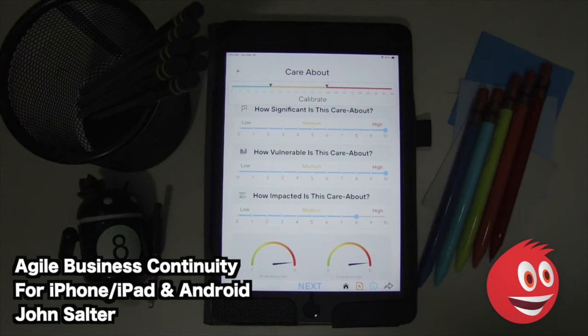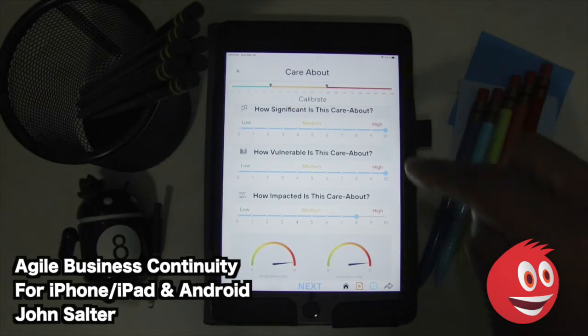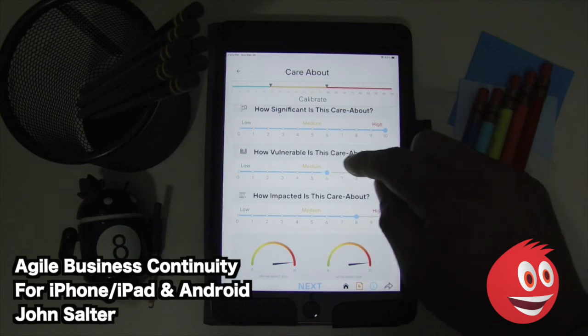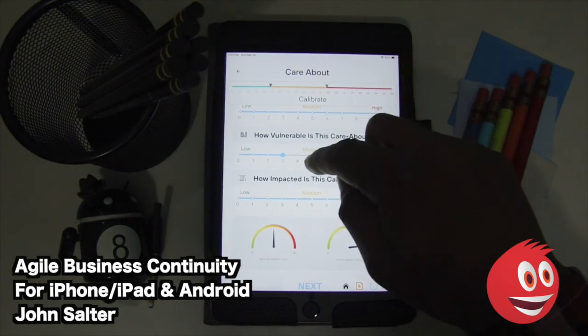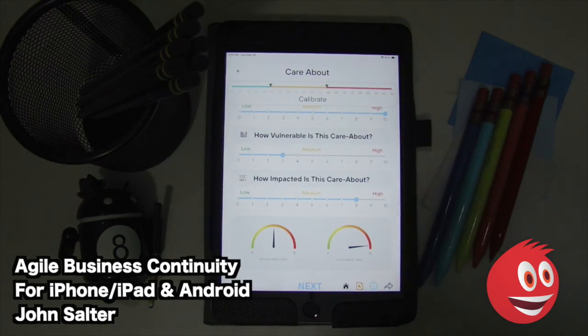Or the impact of this on staff will be a big deal. That's what we meant to say, or what I meant to say. How vulnerable is this care about? We can say high, but just take a look at the meters here. As we go down, we have the before impact risk and the after impact risk.